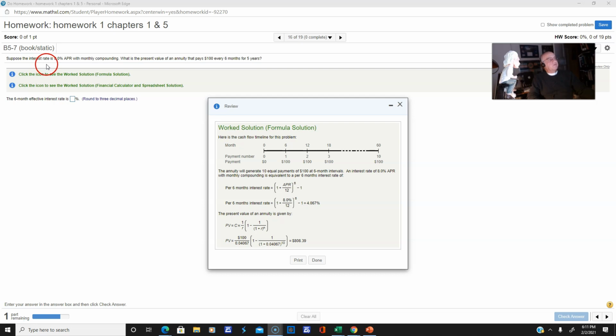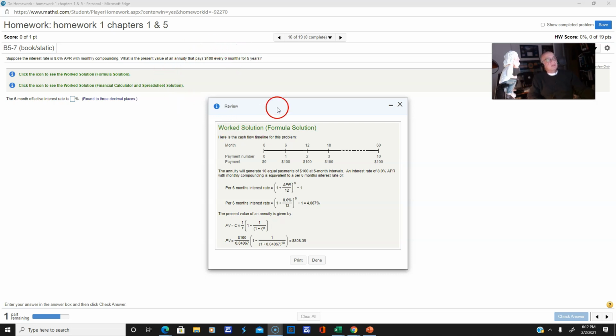One of your fellow students had a question about problem 16 right here. It says, suppose the interest rate is 8% APR with monthly compounding. What is the present value of an annuity that pays $100 every 6 months for 5 years? So 6 months for 5 years, this is 10 periods. Is that correct? This is 10 6-month periods. Is everyone clear about that? Two 6-month periods every year times 5 years.